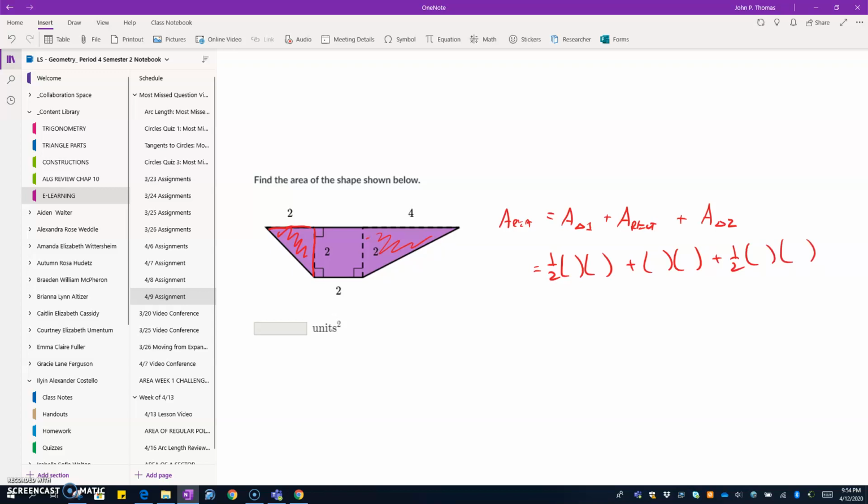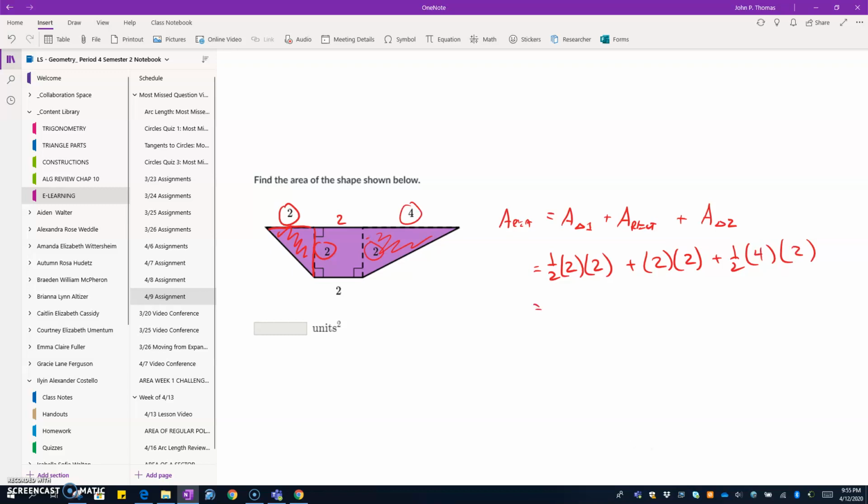Alright, so I'm going to start on the left. On the left, the base is 2, and the height is 2. So I've got 1/2 times 2 times 2. Alright, for the rectangle in the middle, it actually ends up being a square. So we have 2 and 2. Alright, and then from there, we go to the next triangle. The next triangle has a base of 4 and a height of 2. So we've got 4 and a 2 in those 2 spots.